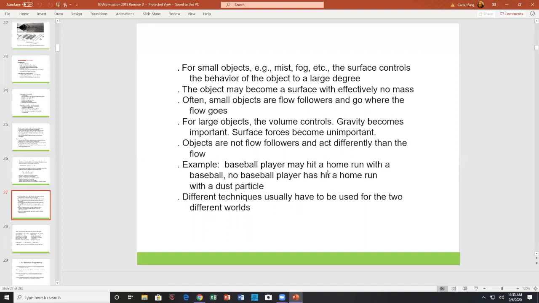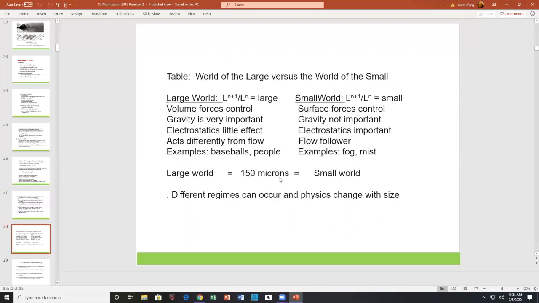A baseball player hits a home run with a baseball, but no baseball player has hit a home run with a dust particle. So you probably have to have different techniques used for the two different worlds. And I give you the breakdown of the two different worlds. World of the small versus world of the large. And the break point may be around 150 microns, maybe 300 microns.